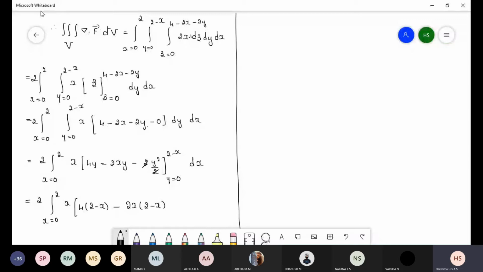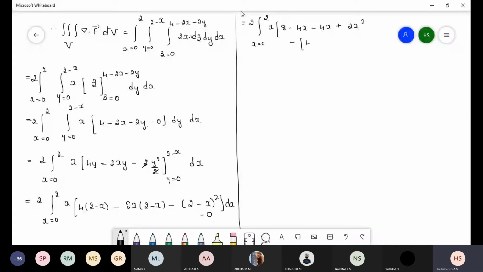Now 2 into integral x is equal to 0 to 2. I'll write this x outside only. First, I will do the simplification for inside the bracket terms. 4 into 2, 8 minus 4x. Again, minus 2 twos are 4, 4x. Minus into minus plus 2x square. Minus of, this is in the form a minus b whole square, 4 plus x square minus 4x, whole into dx.